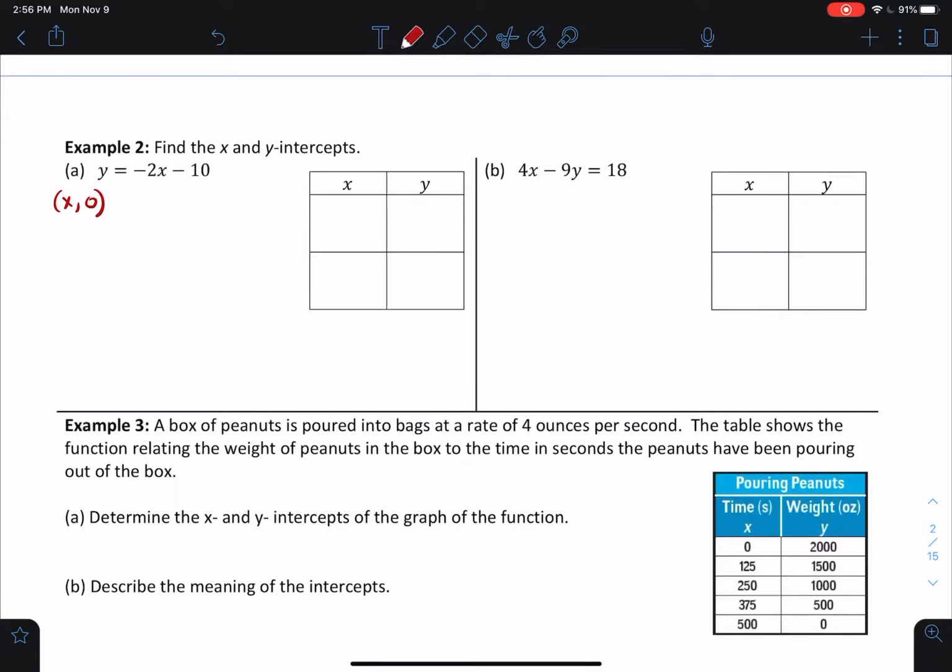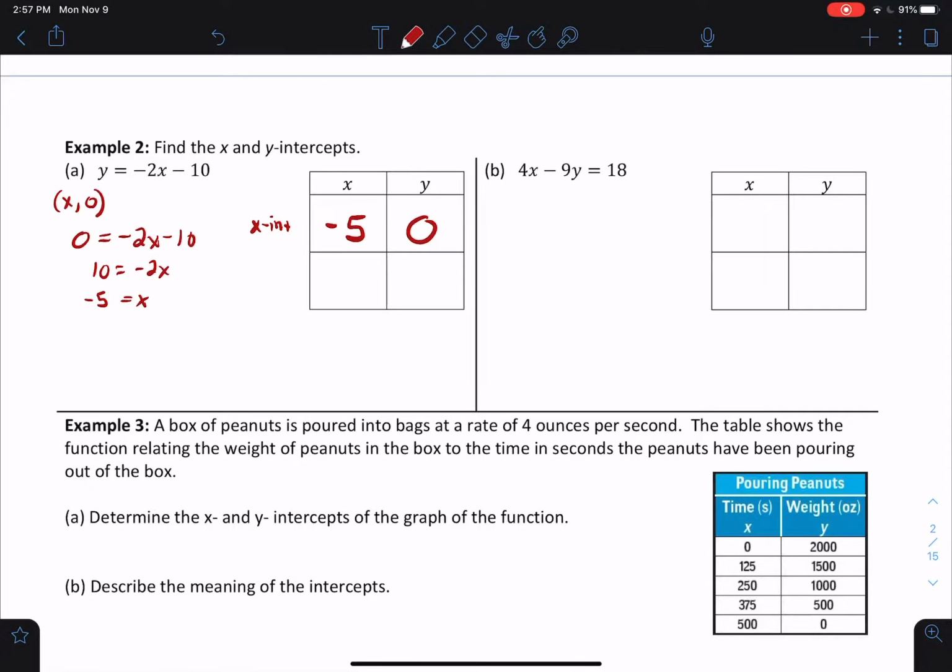So if I wanted to find the x-intercept, I need to plug 0 in for y. 0 equals negative 2x minus 10. Okay? So solve this now for x. Add 10 to both sides, so I'll get 10 equals negative 2x. Divide both sides by negative 2, I'll get x equals negative 5. So for my x-intercept, if I plug in negative 5, I get out 0.